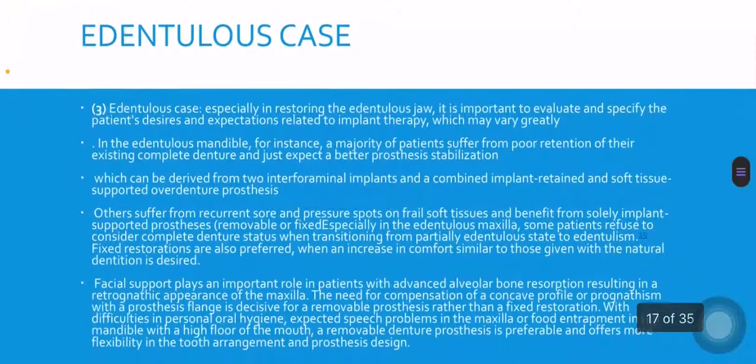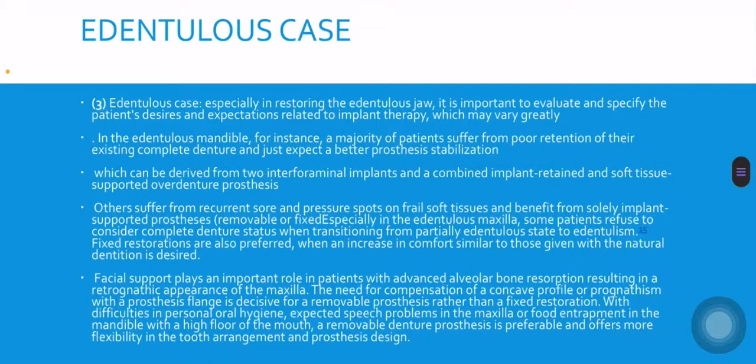Now, in the edentulous cases, mostly the people who have a fully edentulous arch go to implants, and the causes vary. The first cause: in the edentulous mandible, for instance, the majority of patients suffer from poor retention of their existing dentures, so they need something very stable, so they go to the implant. Others just don't accept the fact that they will go fully edentulous, so they want an implant also. They don't want a removable prosthesis.